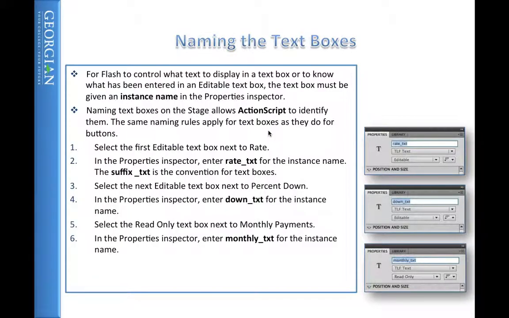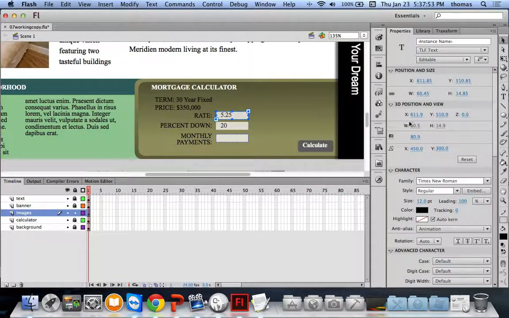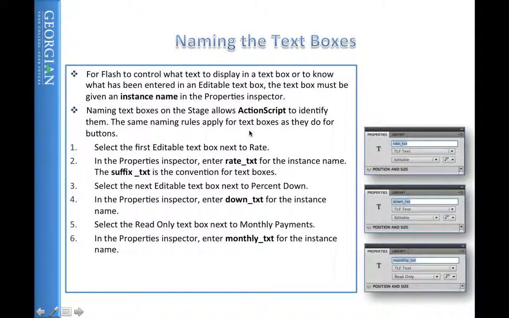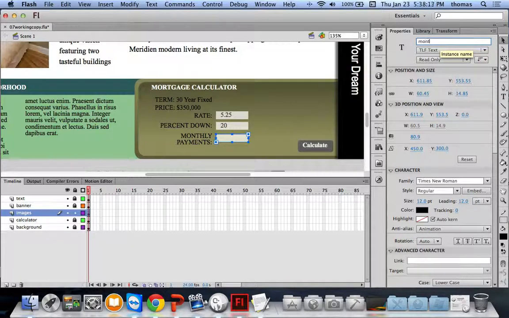Okay. We want to create instances now, just like we did in the first slide. We're going to create instances of each of these boxes. One is going to be called rate_txt, down_txt, and monthly_txt. So each of the text boxes is going to have its own instance. So rate_txt, right, down_txt, and I believe payments. Is that what it was? Yeah. Monthly_txt. So each of them now has an instance name. Each of these boxes, I'm going to save my work.